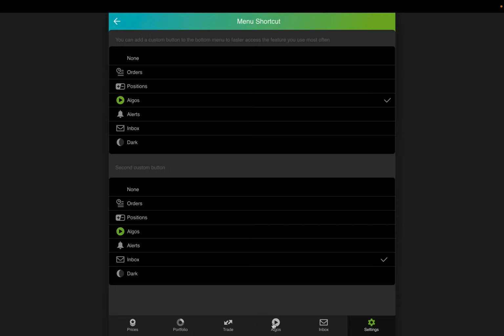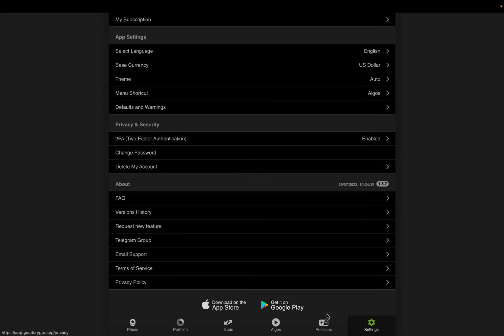So what I've done, I have here algos and inbox, but let me see, maybe I'll choose positions. Okay, now inbox I want to keep here, but I'll switch from algos to positions. No, actually, I'll keep algos here and add positions instead of inbox here. So second button, here we go. Positions button is now here. So that was second custom button. So again, you have two custom buttons that you can actually choose what you want to put in those two buttons.